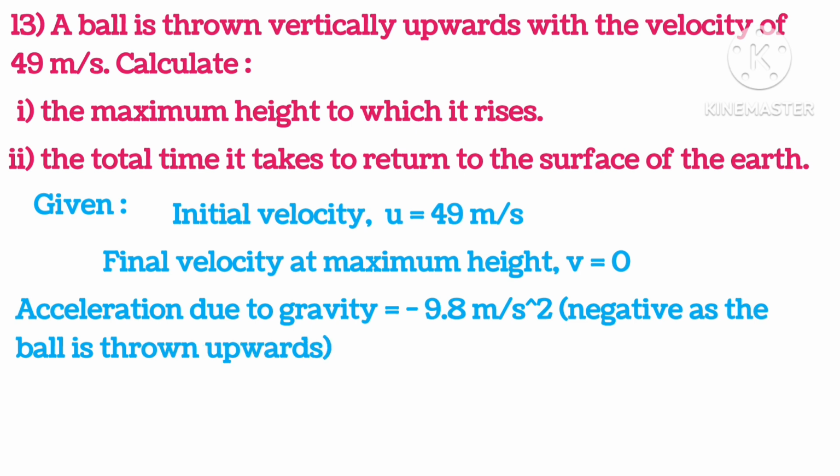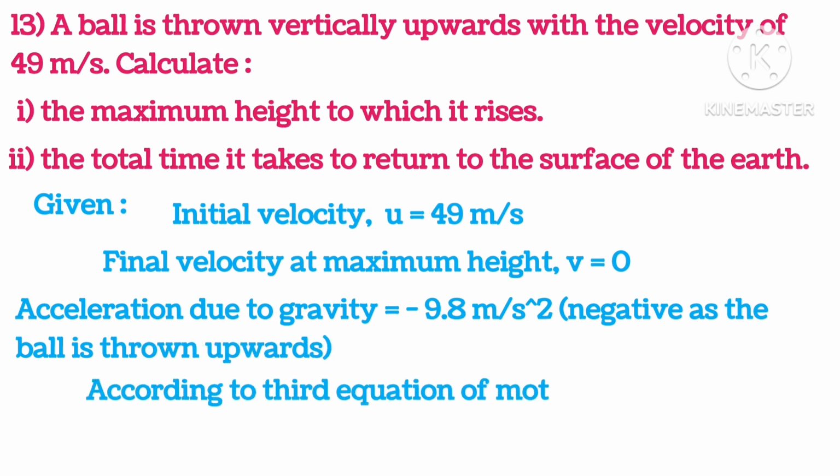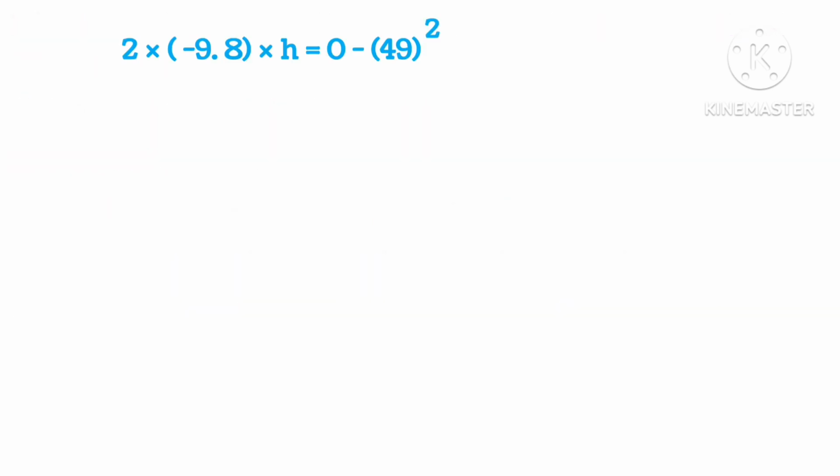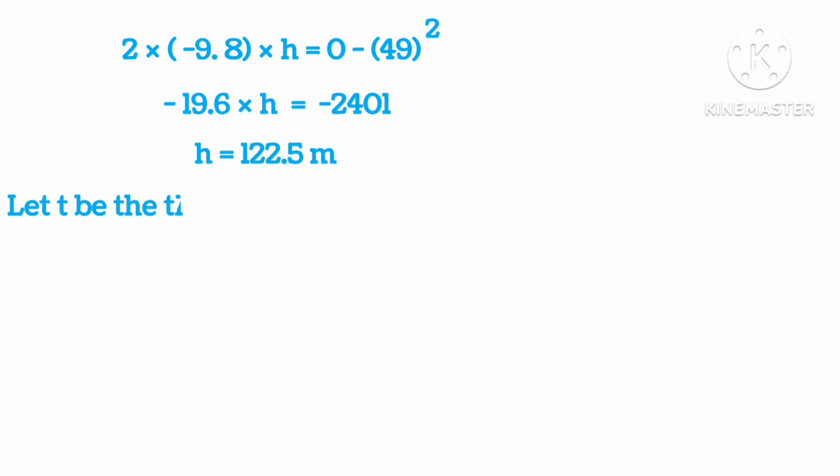It is negative because the ball is thrown upward against gravity. According to the third equation of motion, that is 2gh is equal to v squared minus u squared, now putting all the values in the equation, we can find the height, which is 122.5 meters.